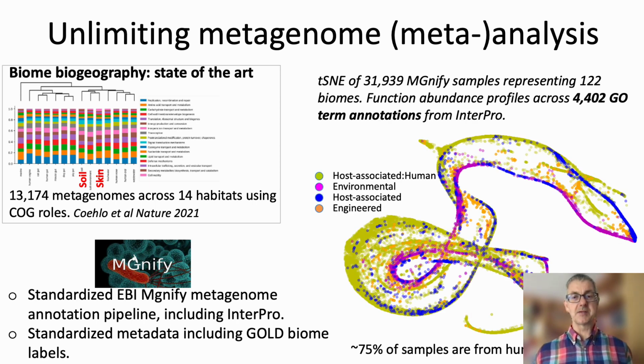Here I'm showing you a t-SNE analysis of 32,000 MGnify samples across 122 biomes, and this is over 4,400 GO terms. So already you can see that this data space is much larger than previously. However, there's quite a bit of mixing of different environments. You can see that host-associated and environmental often are placed together. It's a fairly complex, high-dimensional view here, and you can keep this eel or worm image in your mind to make a connection later in the talk. I also need to note that about three-quarters of these samples are from human, so there's a strong anthropogenic bias, which can be a bit disappointing if you're interested in the environment.